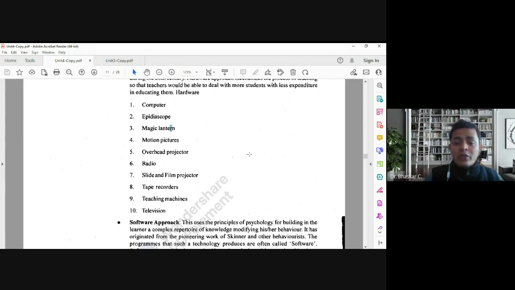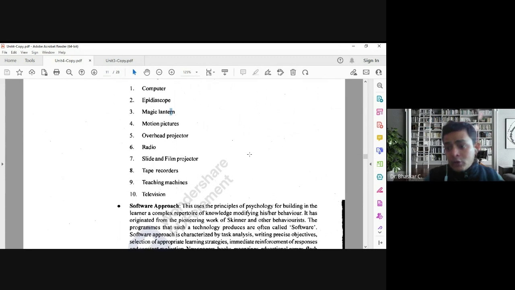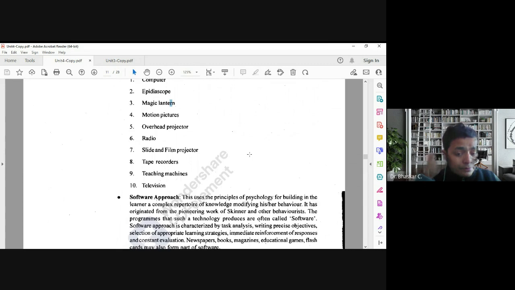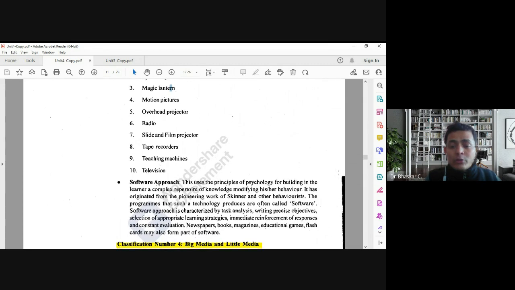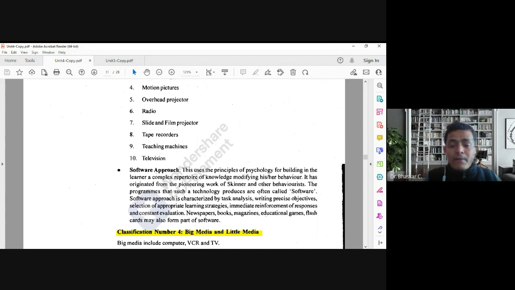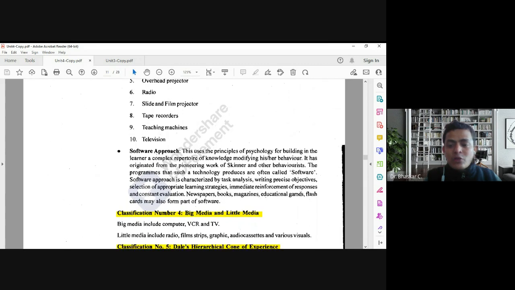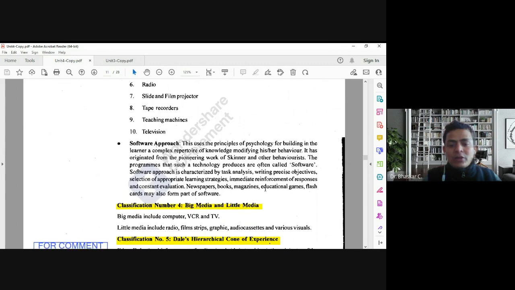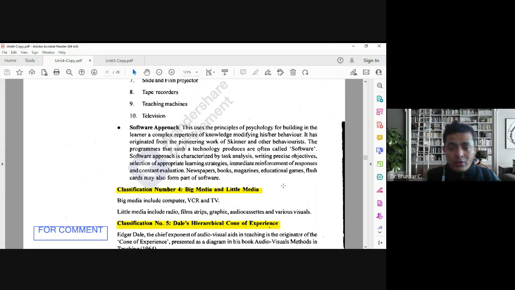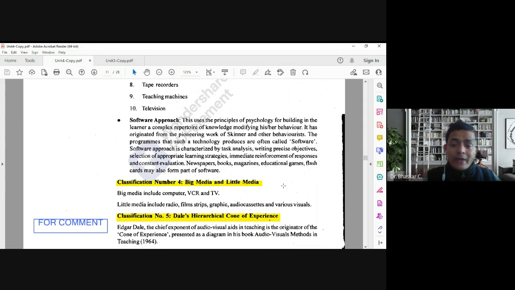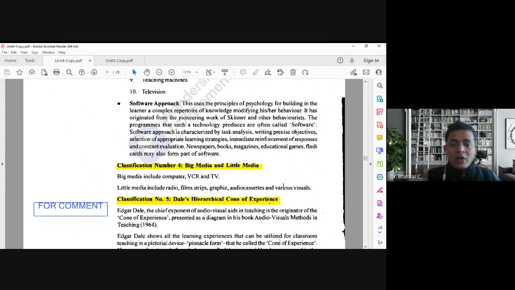Whereas what is the software approach? The software approach is basically the inner part, or the programming, of the hardware. What are the examples of the software approach? Software approach is basically the books, the magazines, the educational games. These are the part of the software which we cannot directly interact with. Rather, we can just go through them and understand what actually it is, right? So this is the difference between hardware and software approach.